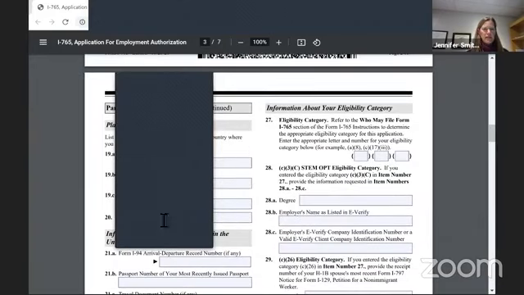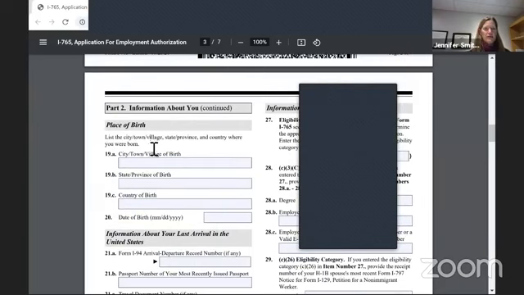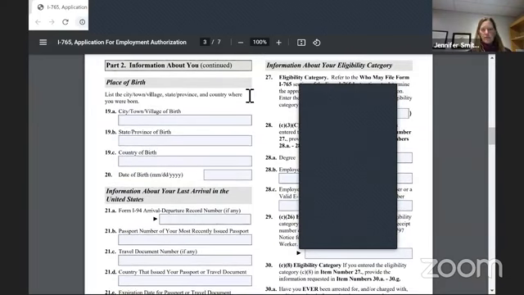In this part here, part 2, place of birth, you're going to put the city or town you were born in, the state you were born in, the country you were born in, and the date of your birth.